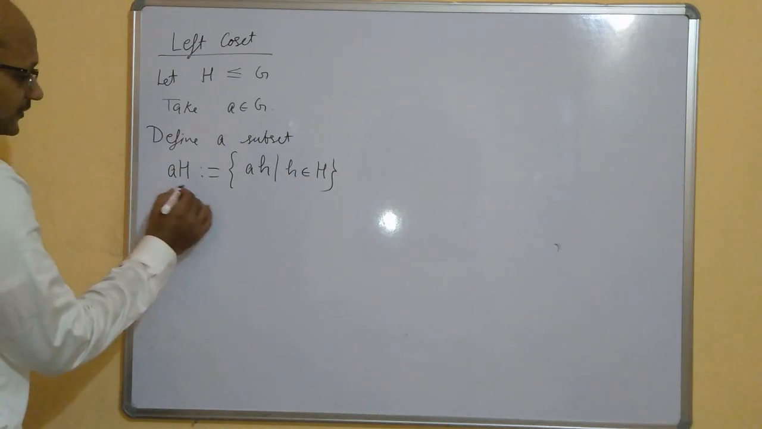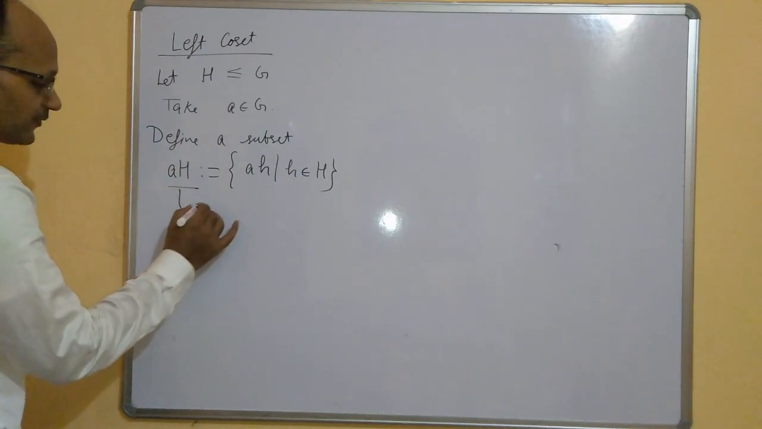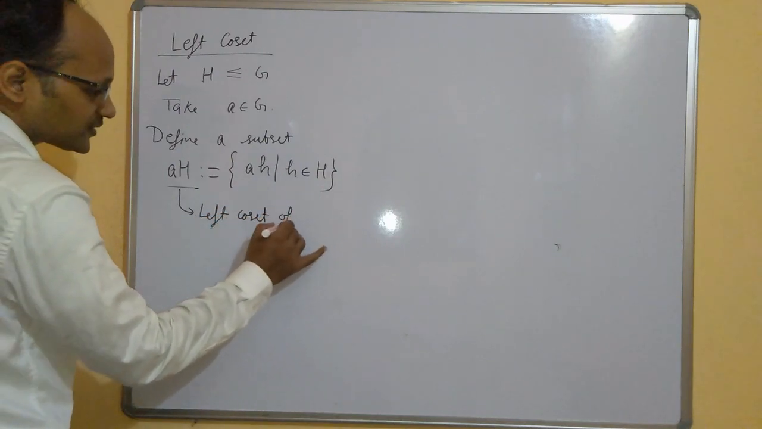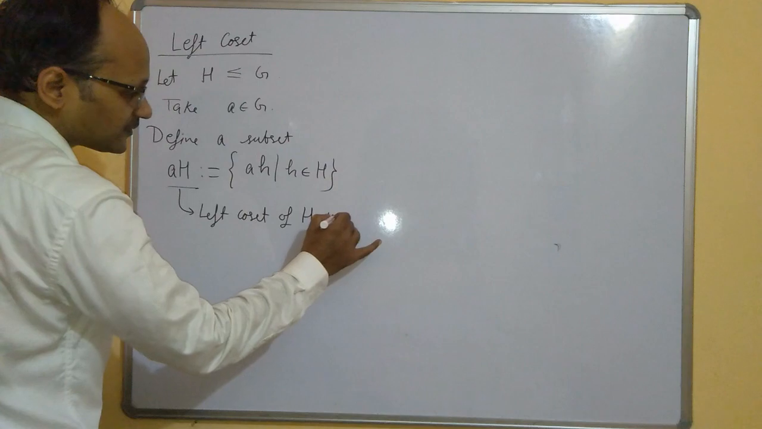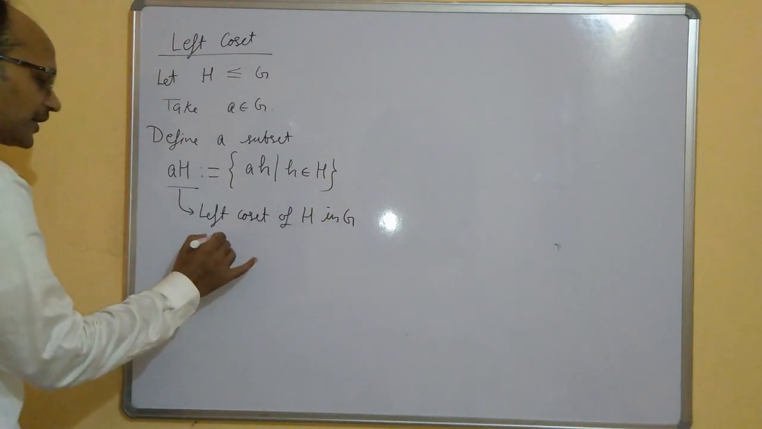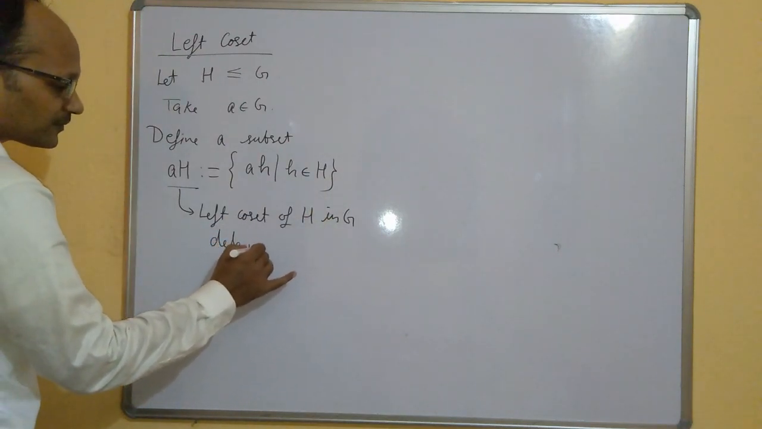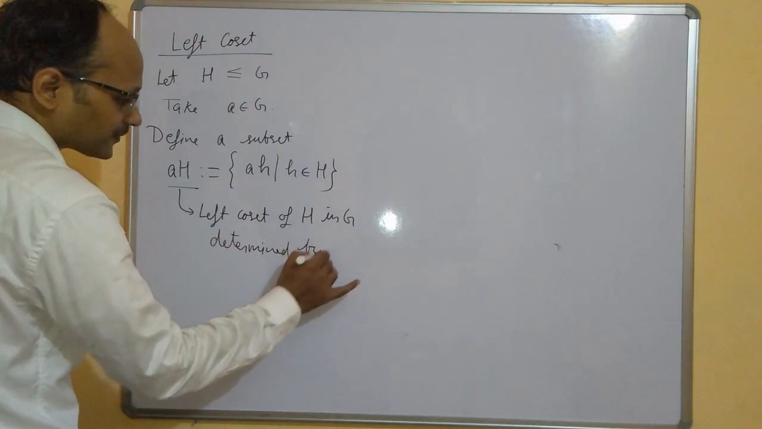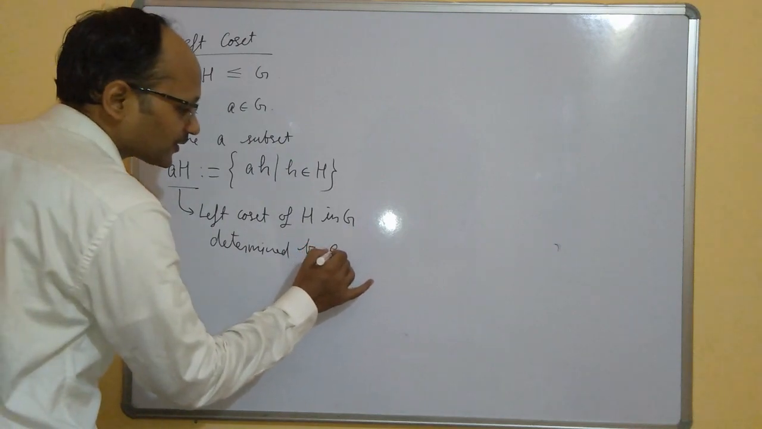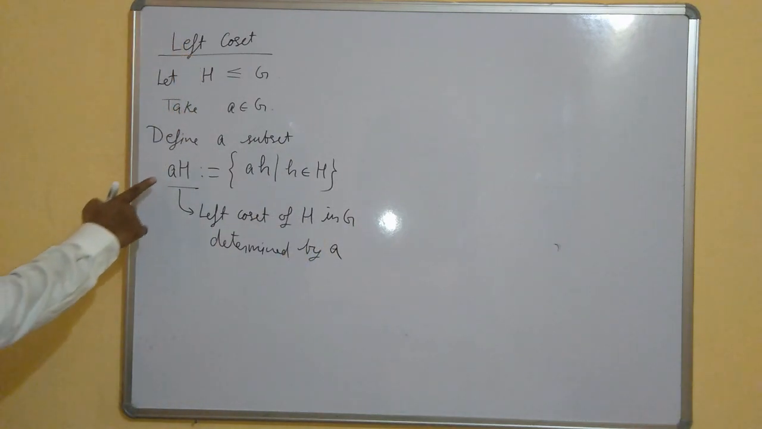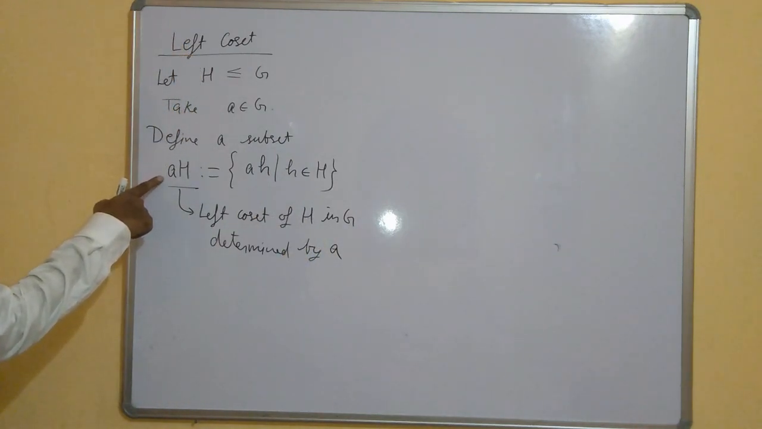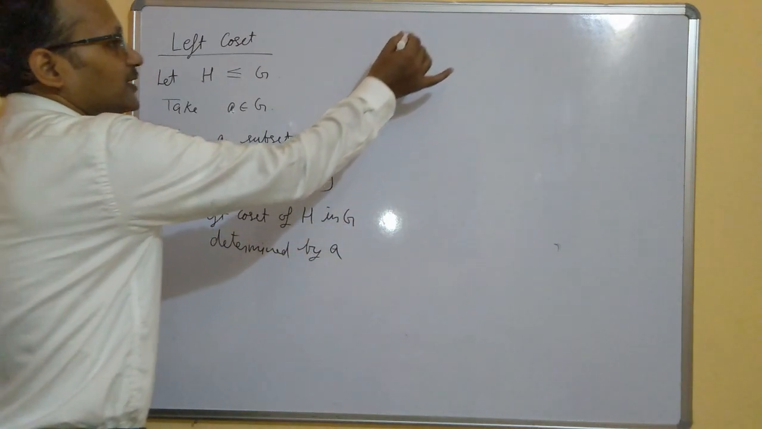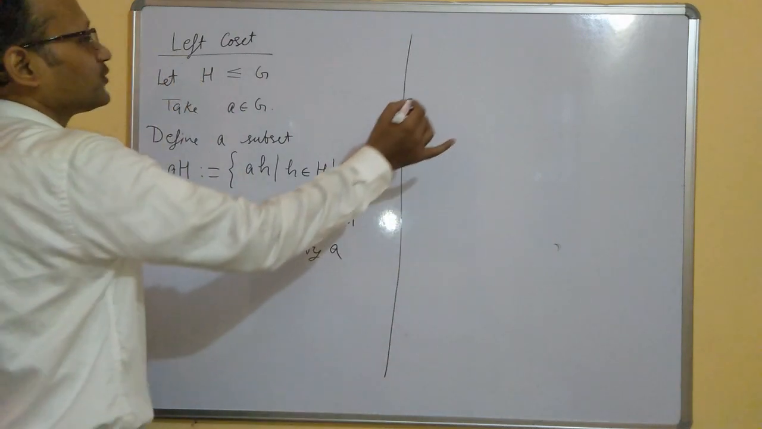This subset is called left coset of H in G determined by a. So when we change a, the coset may change. Similarly, we can define right coset.